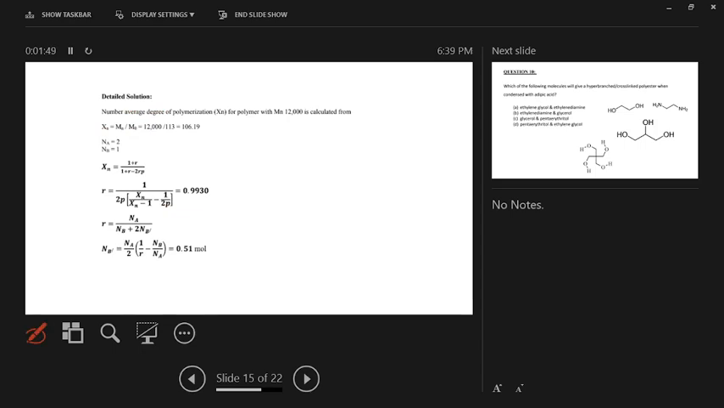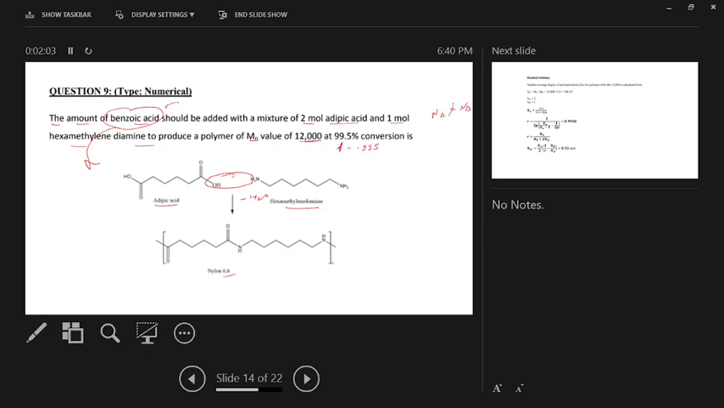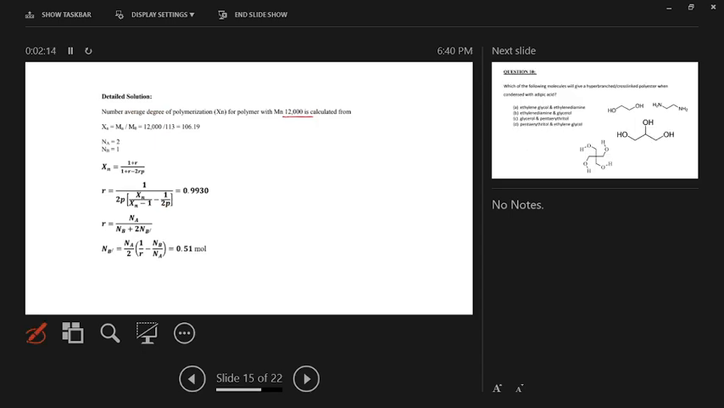Okay, again, the number average degree of polymerization is already given. Yes, 12,000 is the molecular weight, so we will call it the degree of polymerization. The average degree of polymerization will be calculated from the total weight of the molecule divided by the weight of the repeating unit, M0, which we have already calculated as 103 in the previous question. So if you divide 12,000, the weight of the complete polymer, by 103, the weight of the repeating unit, then you will get 106.